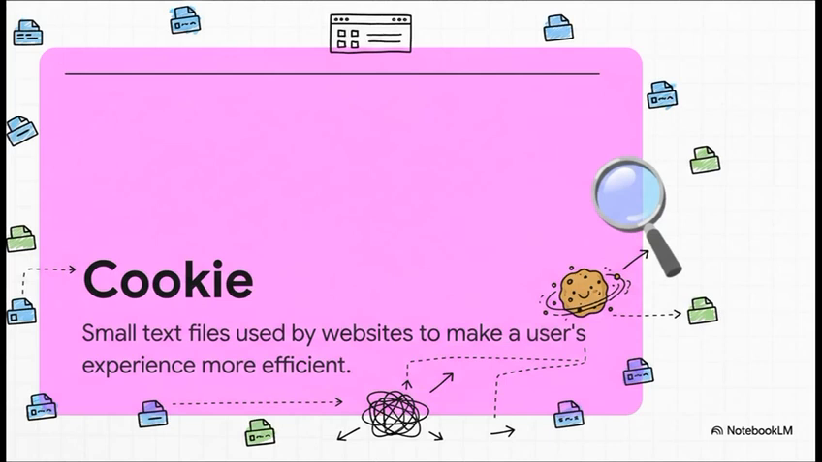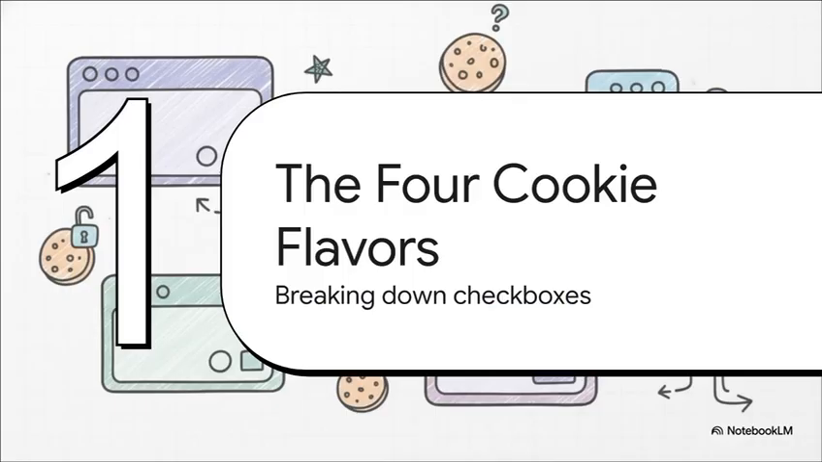Well, according to the banner itself, they're just small text files, and their job is to make a website work better for you. You know, they remember your settings so you don't have to log in over and over again. But hang on, that's just scratching the surface. As you're about to see, it gets a lot more complicated than that. So most banners group these little text files into different categories, and this one lays them out really clearly. Let's call them the 4 flavors of cookies. We're going to break down those checkboxes that, let's face it, we usually just ignore.